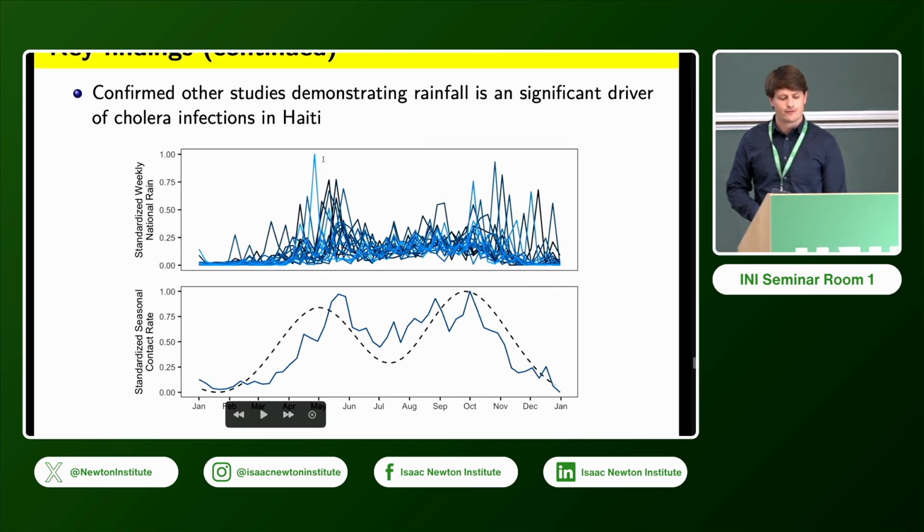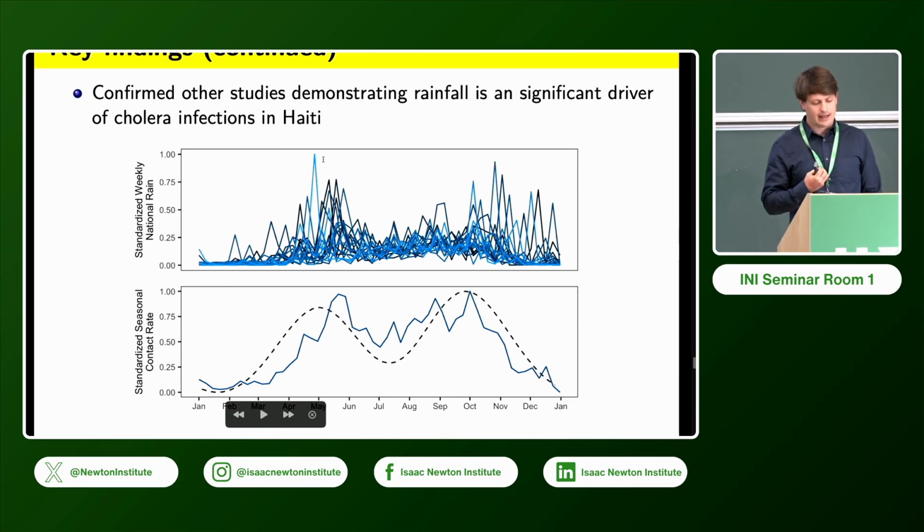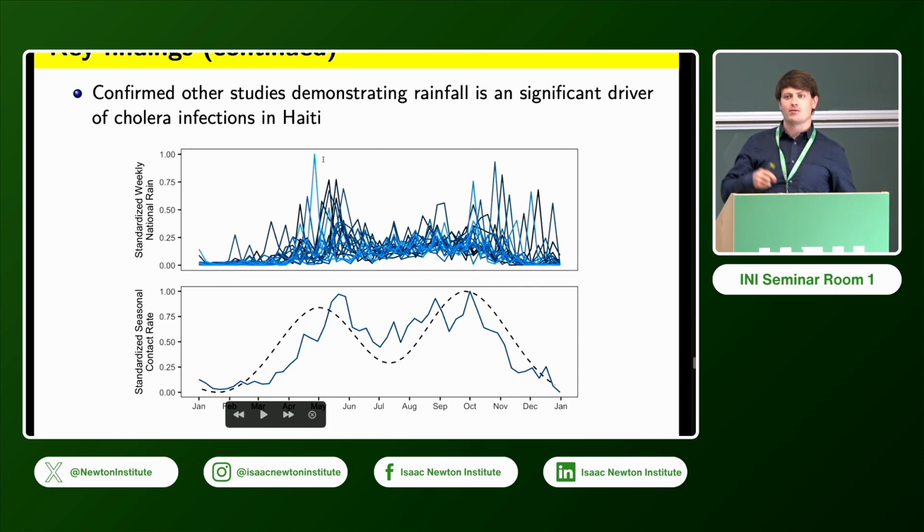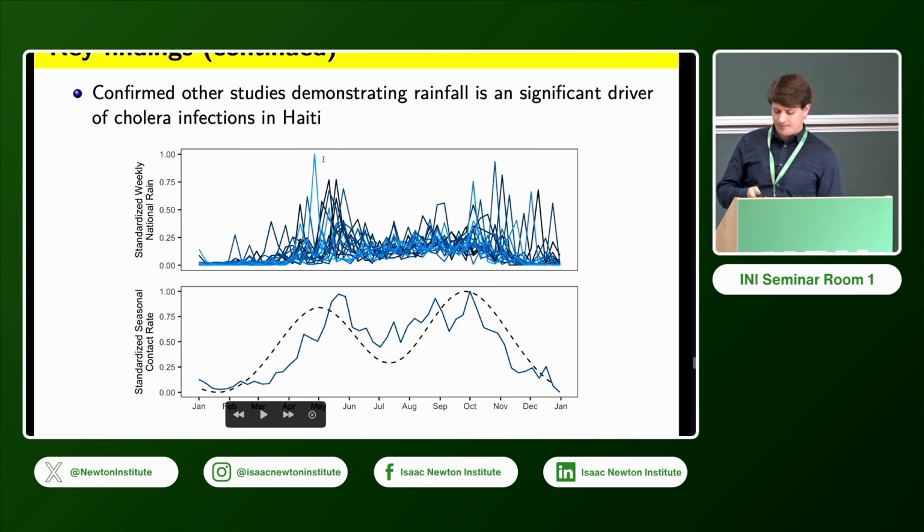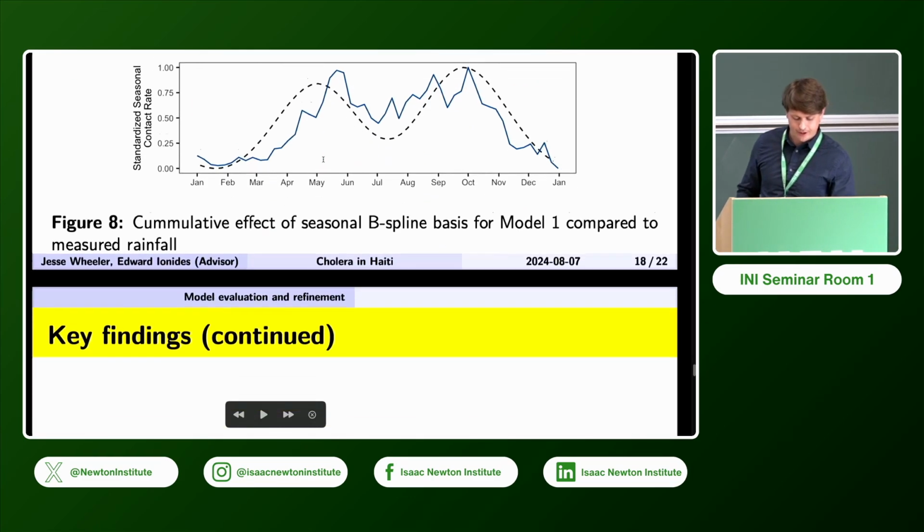Finally, our study also confirmed previous understanding of the importance of rainfall in Haiti as a driver. So I mentioned previously we had that very flexible 6 baseline basis for the transmissibility. And if we analyze what that looks like, this dotted line here is the B-spline basis, the effect of that over time. And the solid line is the average amount of rainfall. And we see that this very flexible B-spline term for the transmissibility rate actually follows quite closely the rainfall in Haiti over that period.